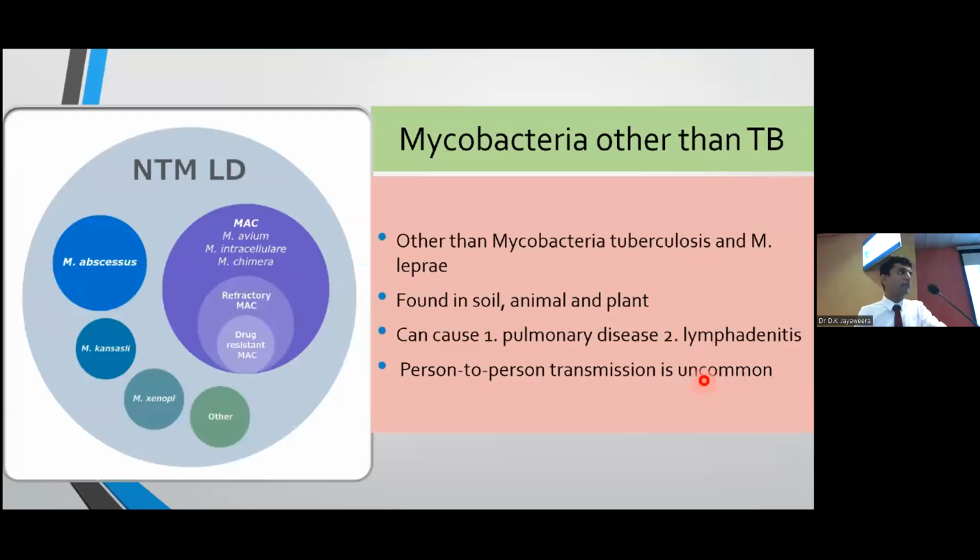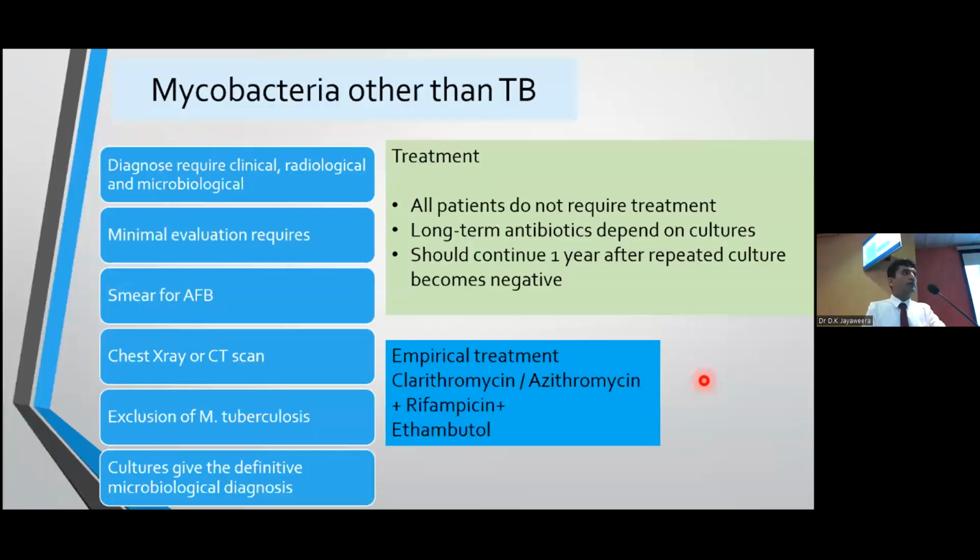So what is this mycobacteria other than TB? It is usually any mycobacteria other than Mycobacterium tuberculosis and Mycobacterium leprae. More than 100 species are found, but usually they don't cause disease in immunocompetent hosts. But when they affect an immunocompromised host, they can cause pulmonary disease, lymphadenitis or disseminated infection. The diagnosis is usually confirmed by a positive culture report with antibiotic sensitivity. For empirical treatment, we start a macrolide antibiotic and rifampicin plus ethambutol. Usually these patients need long-term antibiotics for more than years.